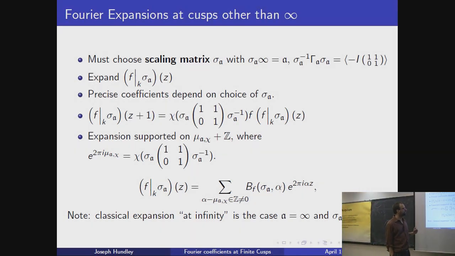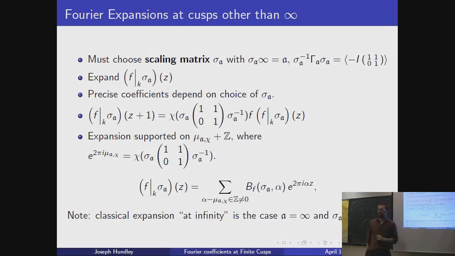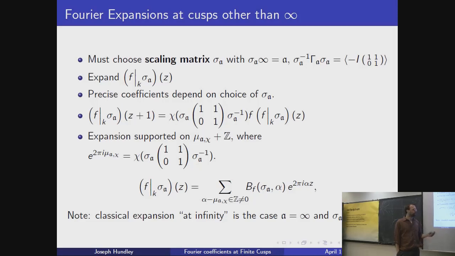So you can do that. You have to choose a sigma a, and what you get is some coefficients. First, we're supported not on Z, but on the shift of Z. And second, the coefficients depend on the choice of scaling matrix, not in a very serious way. Certainly if you change the scaling matrix, that's just going to change the Fourier coefficients by a complex number of modulus 1. And I guess the classical expansion at infinity works out to taking sigma equals the identity. So from now on, that'll be my notation, and I'll suppress the a's and the things in terms of Fourier coefficients that depend on a choice of sigma.